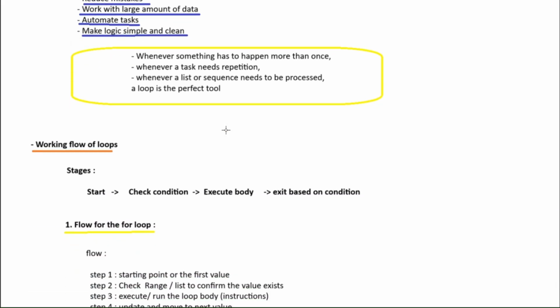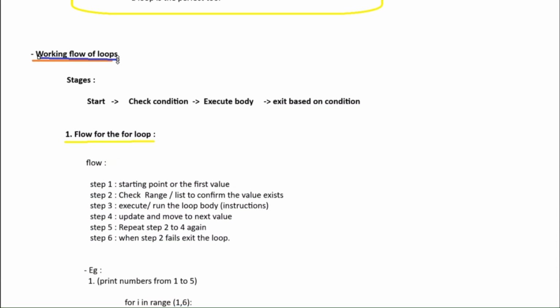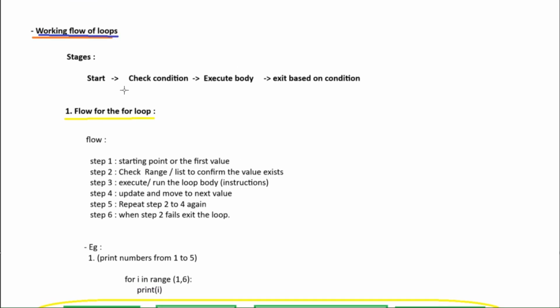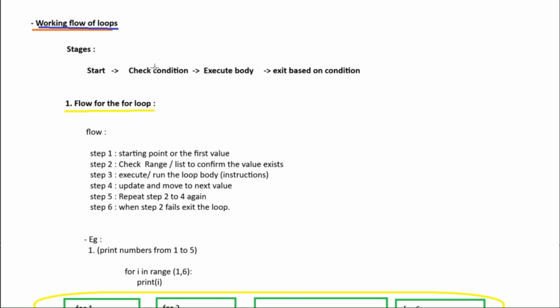Now let's understand how the flow of loops works, because once you understand the step-by-step flow, loops will feel very simple and predictable. Every loop, whether it is a for loop or a while loop, moves through the same stages. The flow goes like this. Firstly, start of loop, then checking for the condition, later on executing the body, and in the end, exit of loop based on the condition. Let's understand this properly for both the loop types.